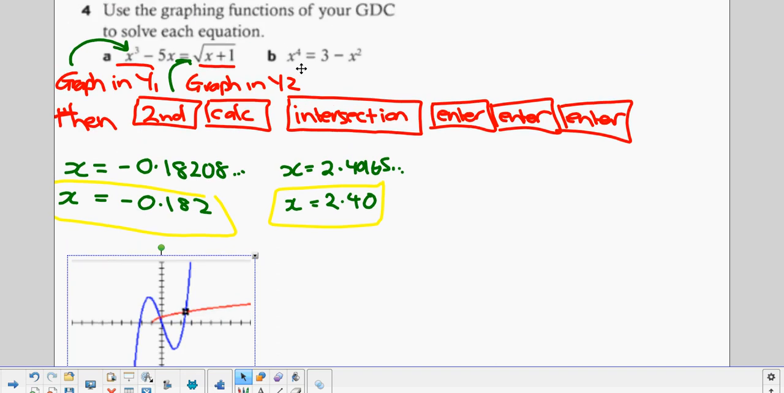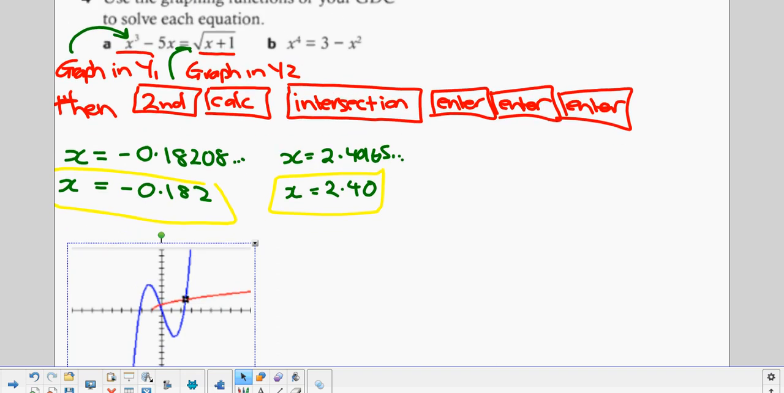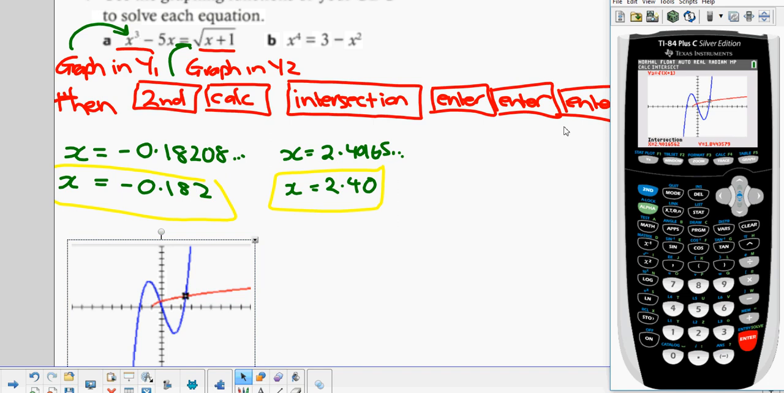There's another question over here, so let's just quickly do that so we can become experts at this. So let's go y equals x to the power 4, and then 3 minus x squared.